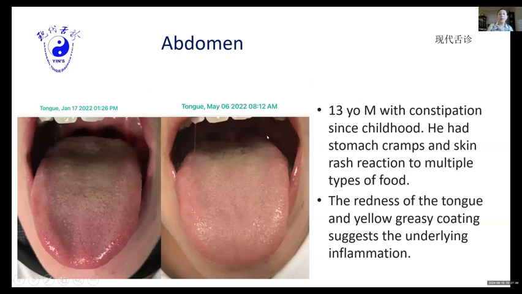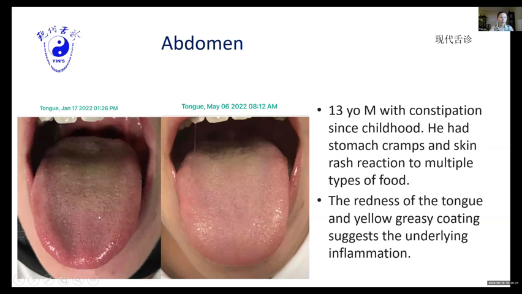This is a 13-year-old boy. He started to have constipation since childhood, and he also has stomach cramps, and whenever he eats something not right, he will have skin hives. His ear is always red, and he told his mom his ear hurt. The mom just didn't believe him. That is actually because of his poor gut. He has skin reactions to different foods.